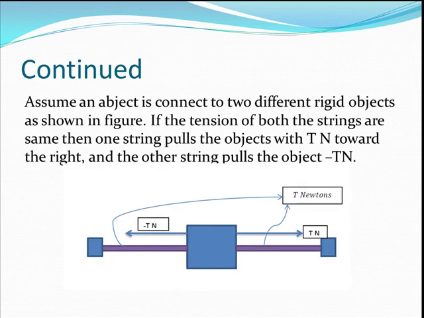Now consider this setup. We have a mass m, and we have connected it with two rigid supports with a string. The tension in this string and the tension in this string is T Newton. This means that this string pulls this object T Newton in the right direction, and this string pulls this object minus T Newton in the left direction. As both these forces are the same, therefore this object will be at equilibrium position.